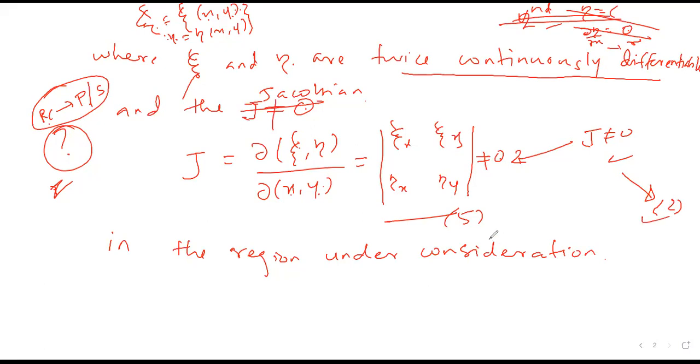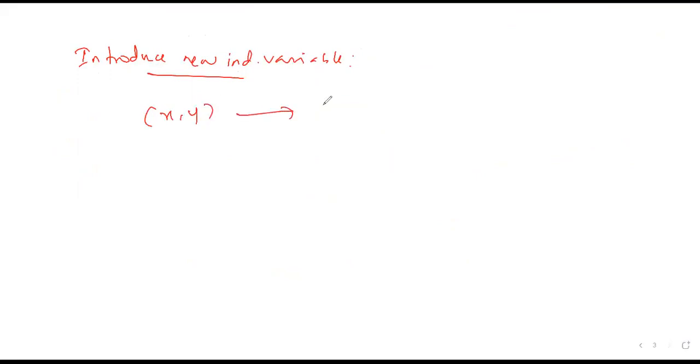Now, let me continue. Let's put a small heading: we're going to introduce a new independent variable. So what is our new independent variable? For the x, y, I'm going to transform to zeta(x, y) and eta(x, y), as a coordinate. This coordinate to this coordinate.